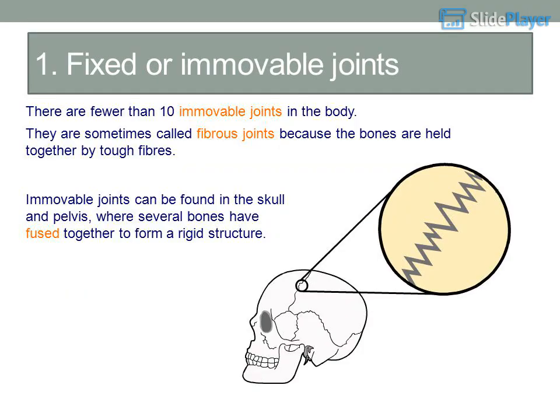1. Fixed or immovable joints. There are fewer than 10 immovable joints in the body. They are sometimes called fibrous joints because the bones are held together by tough fibers. Immovable joints can be found in the skull and pelvis, where several bones have fused together to form a rigid structure. Fixed joints such as those of the flat bones of the skull allow very slight movement.